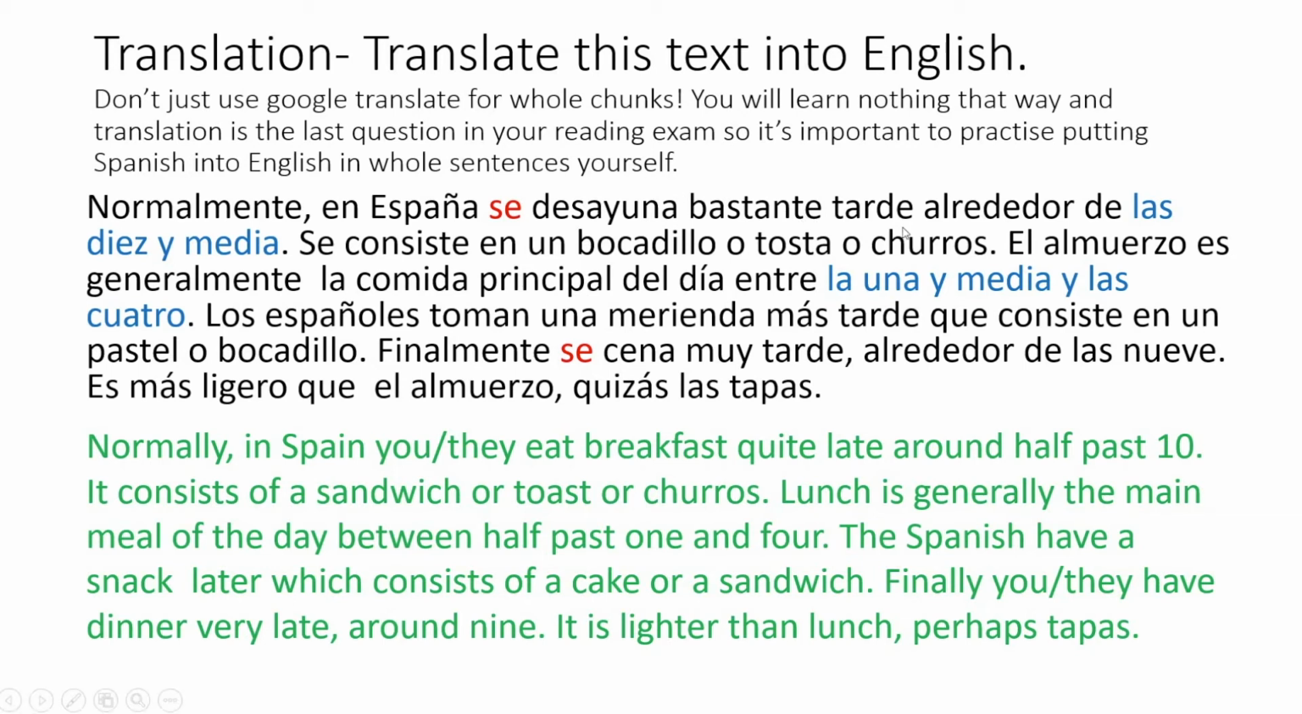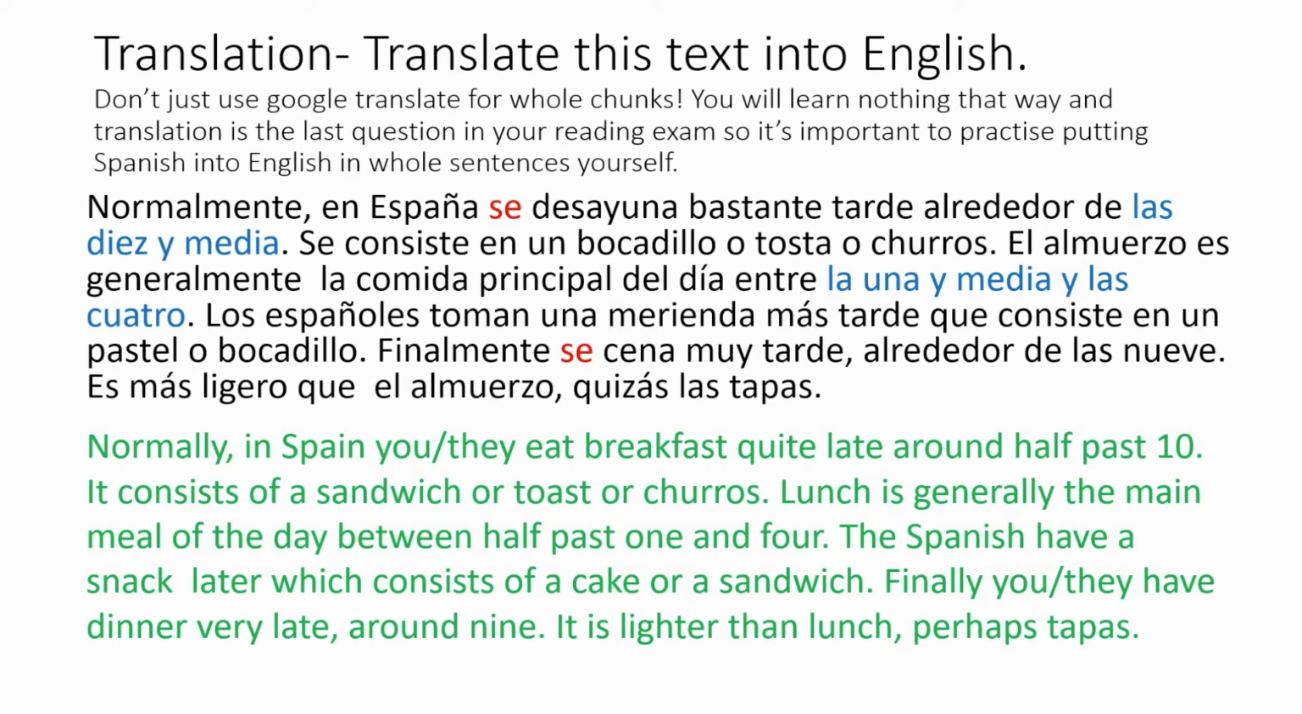You might put something along those lines. A sandwich or toast or churros. Lunch is generally the main meal of the day between, so you might not have been able to work out del on your own. You might have looked that one up, 1:30, so 1:30 and 4. The Spanish, or you can just say Spanish people, have. So toman means take, but when we use it with food, a better translation would be to say have. You could say they take a snack, but eat or have is a better translation.